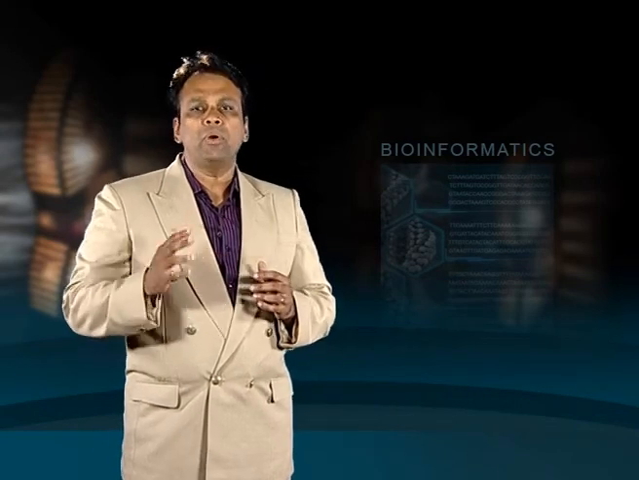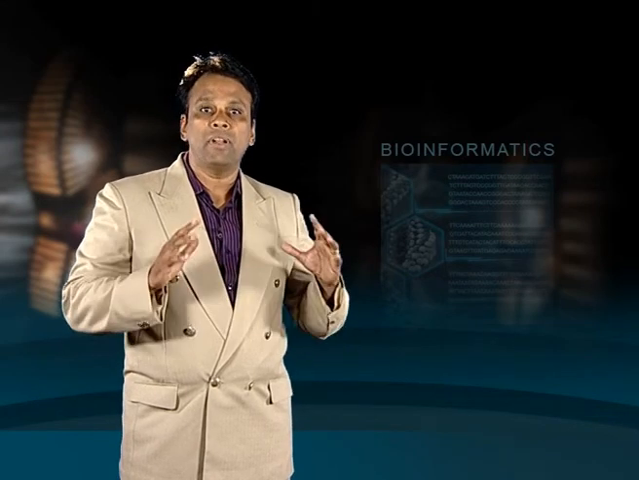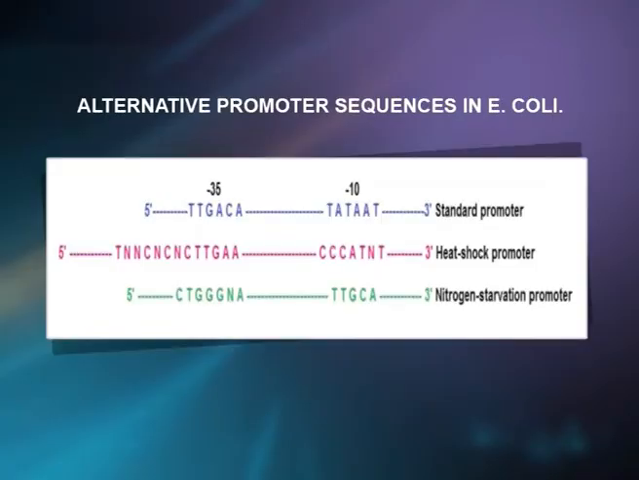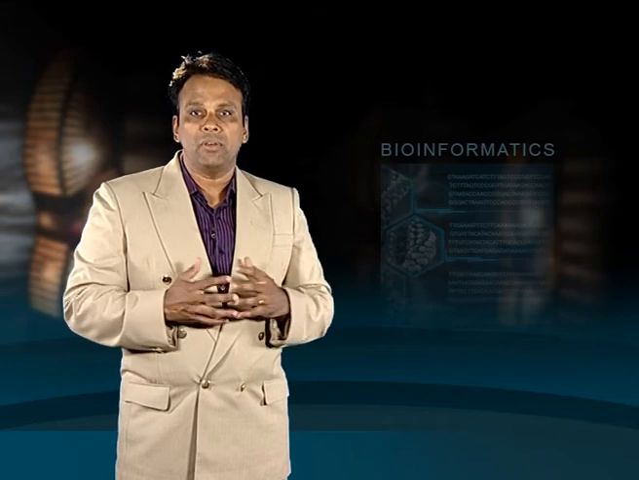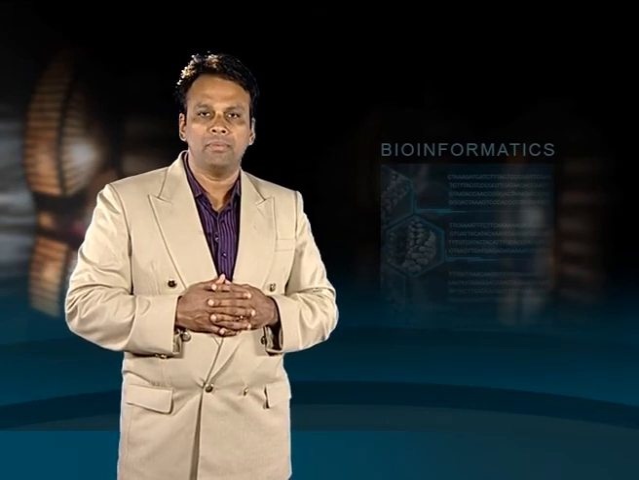These types of promoters exhibit -10 sequences that are somewhat different from the -10 sequence for standard promoters. In the following figure, a comparison of the consensus sequence of standard promoters sigma 70, heat shock promoters sigma 32 and nitrogen starvation promoters sigma 54 of E. coli is shown. The increased transcription of heat shock genes leads to the synthesis of a series of protective proteins.